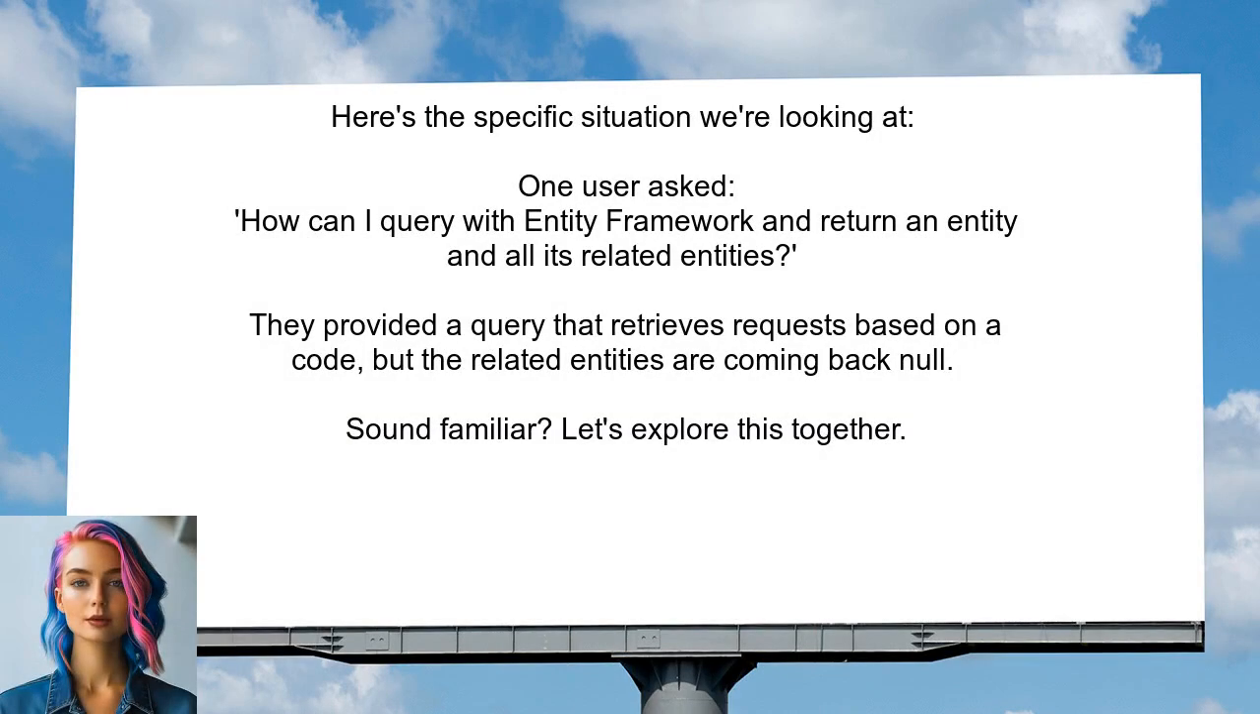Here's the specific situation we're looking at. One user asked, "How can I query with Entity Framework and return an entity and all its related entities?" They provided a query that retrieves requests based on a code, but the related entities are coming back null. Sound familiar? Let's explore this together.